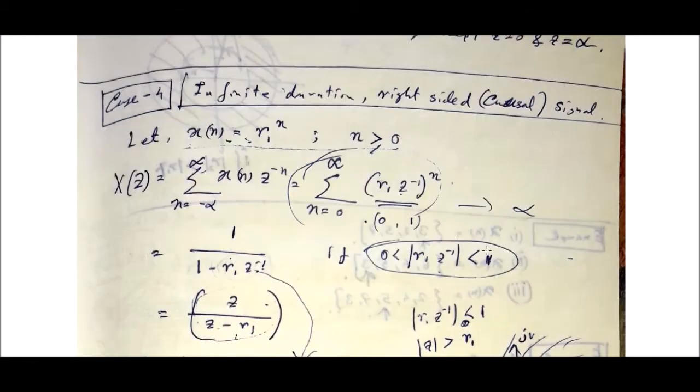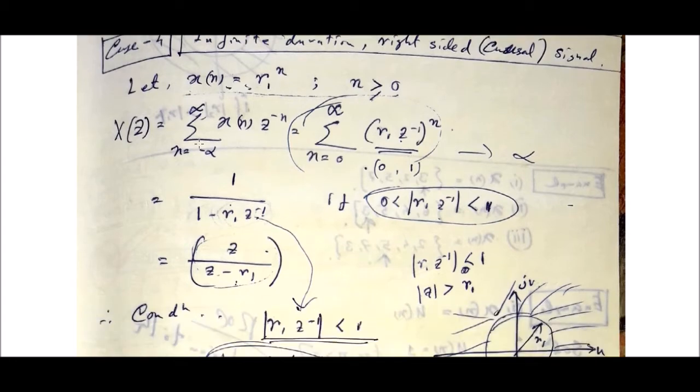Now I am coming to the infinite duration signals. First, let me consider the infinite duration right sided or causal signal. So let me consider a special form of signal, very simple. x[n] equal to r1 to the power n, where r1 is a constant value, a real constant. Now r1 to the power n is the signal, and it is defined for all n greater or equal to 0. That means it is necessarily a causal signal.